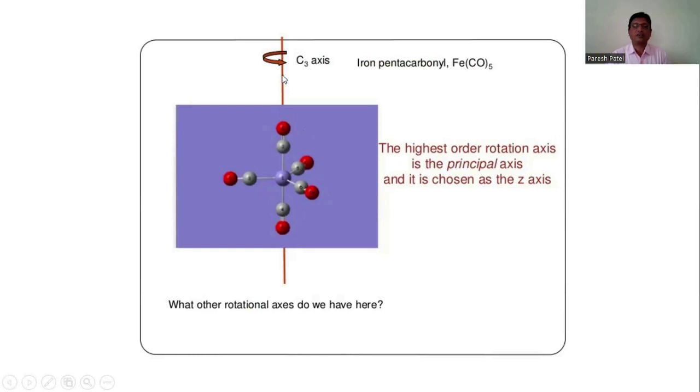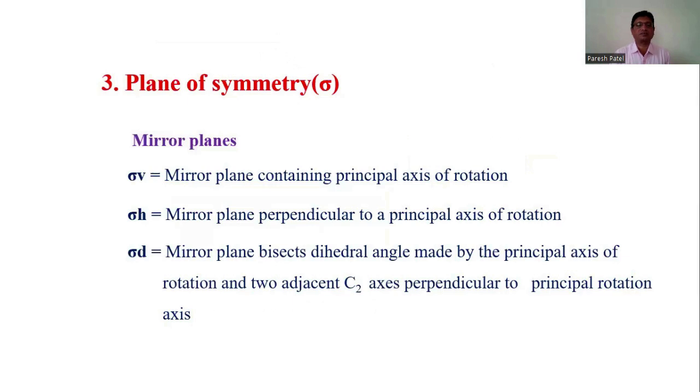So this type of molecular symmetry can be recognized as a rotational axis of symmetry, and the order of the axis in case of Fe(CO)5 is 3. So the symmetry element can be recognized as C3, and the symmetry operations can be recognized as C3^1, C3^2, C3^3. These are the symmetry operations.